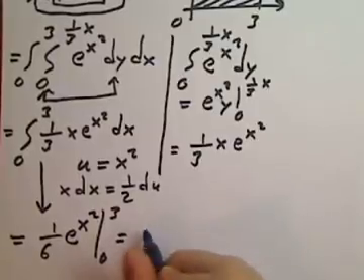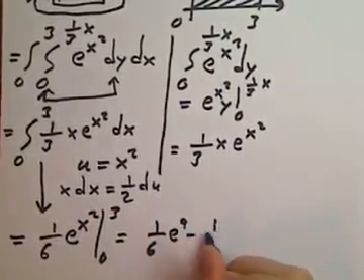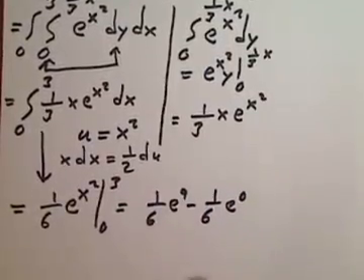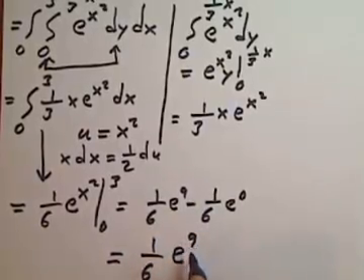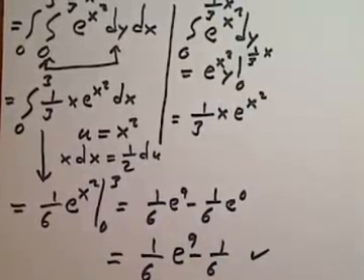So we have 1/6 e to the 9 minus 1/6 e to the 0. e to the 0 is 1, so I'm going to have 1/6 e to the 9 minus 1/6, and that's my final answer.